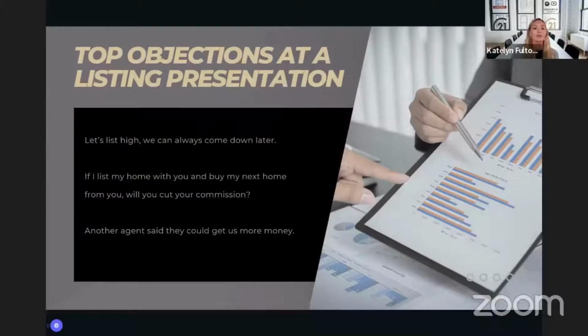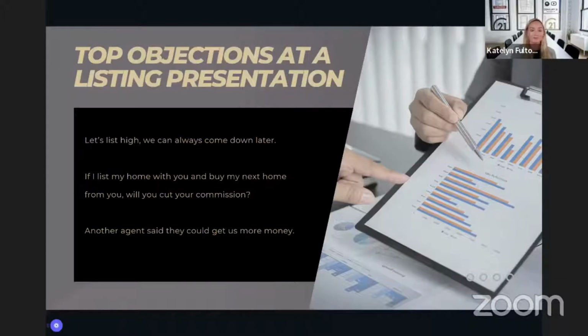Let's list high and we can come down later. So let's list at my price, and let's just see what happens. I'm sure a lot of listing agents have heard that. Well, let's just see what happens. Let's just try it. What's the harm in listing high? If I list my home with you and buy my next home from you, will you cut your commission? It's probably a very common one.